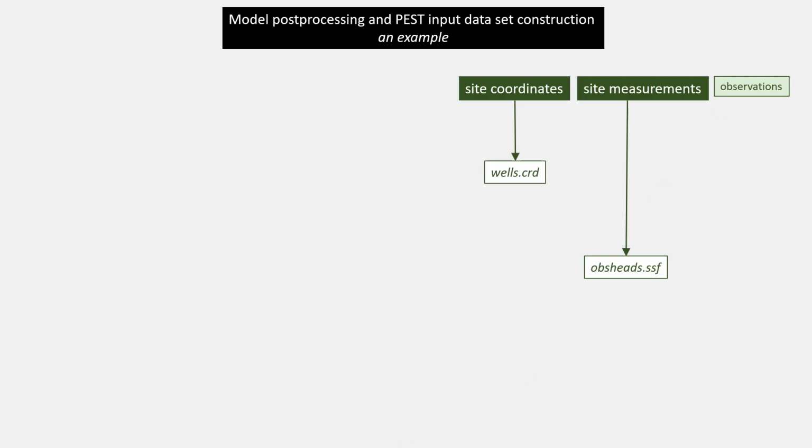Suppose I have a set of observations, field observations, and I have them stored in a site sample file. Let's just pretend that these are heads in observation boreholes. The coordinates of those boreholes will be stored in their own file. We'll show the protocol for that file shortly. And then I have a simulator. Let's pretend for the moment this is ModFlow.